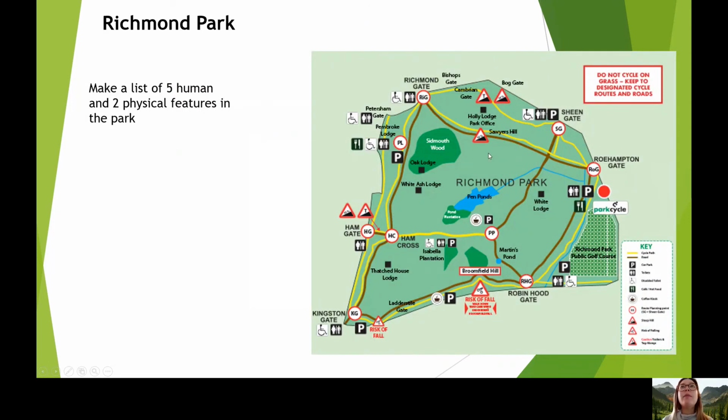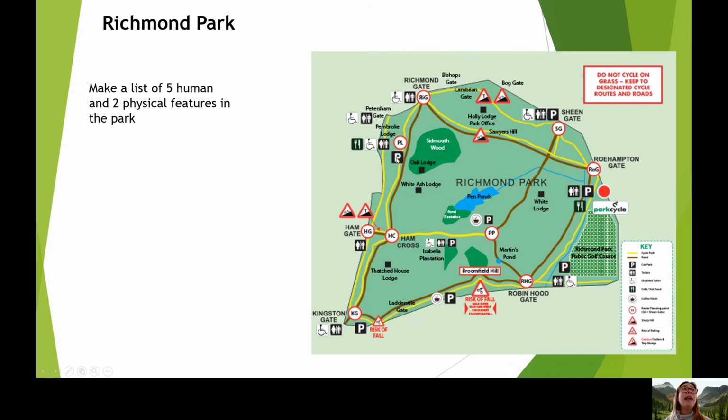Okay, now let's have a closer look at a map of Richmond Park. And let's look at all the amazing things that there are here. So please, could you make a list of 5 human features, so man-made features, and 2 physical features in the park? Please pause this video now and write them down.